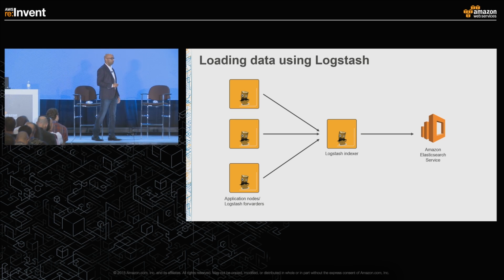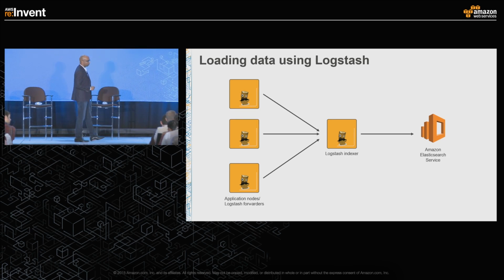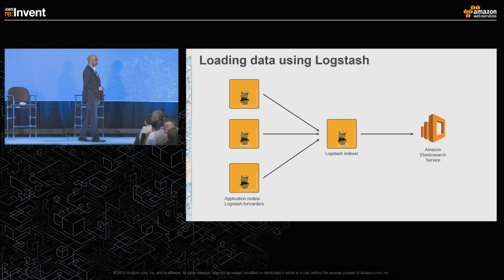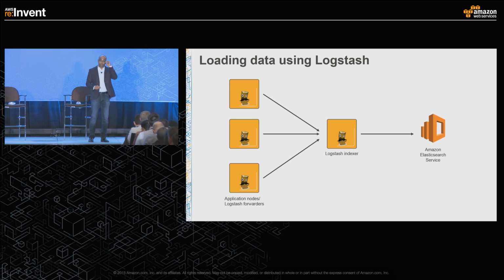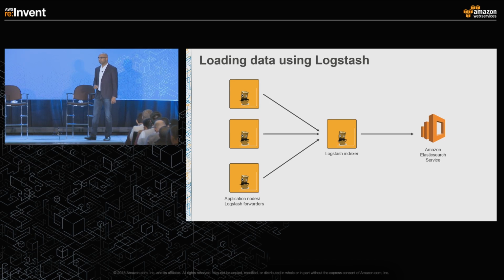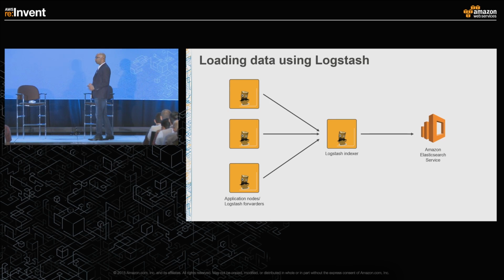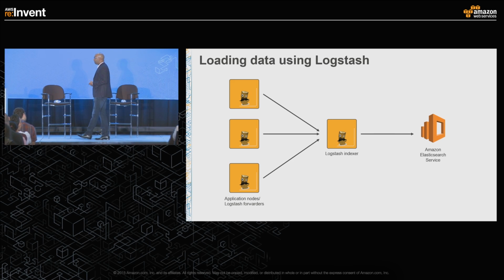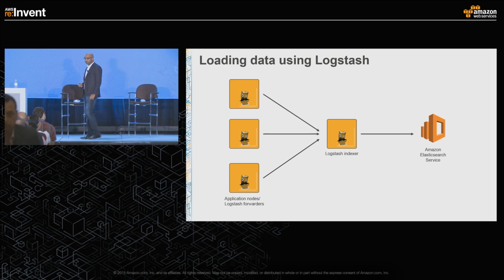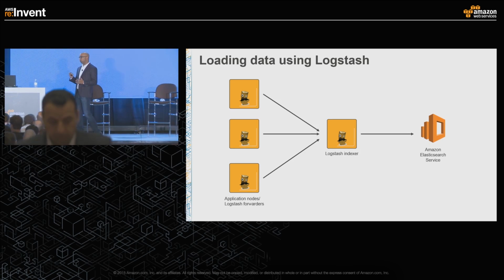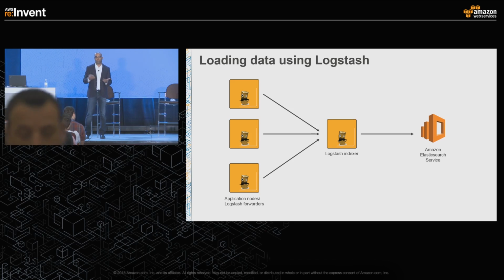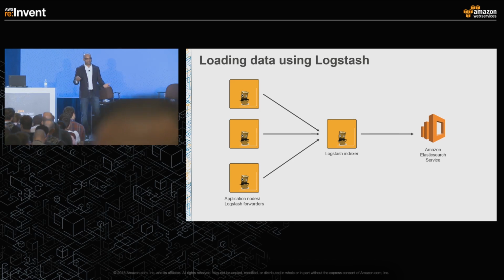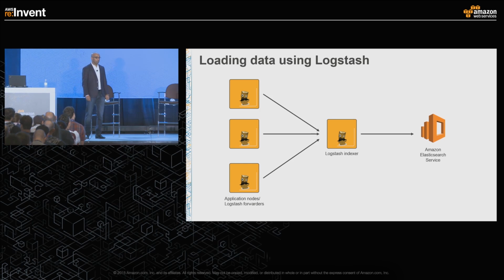Another option to load data is Logstash. I'm sure almost all of you are familiar with Logstash. It's an open source project. It's essentially a data pipeline that lets you process logs and other sort of event data from systems, and then do some sort of transformation on the data and load them to different endpoints. Elasticsearch is one of the endpoints it supports.